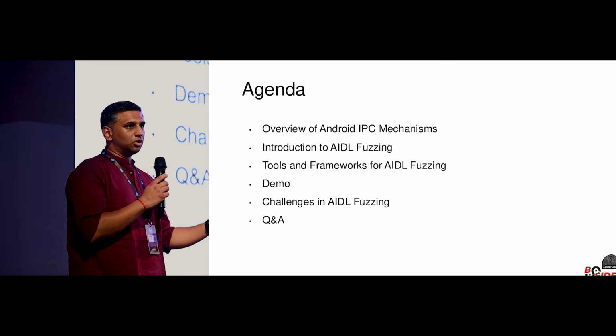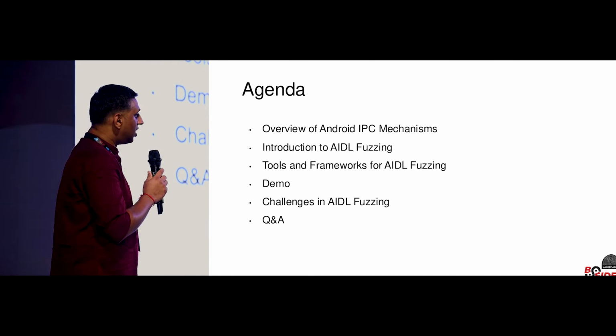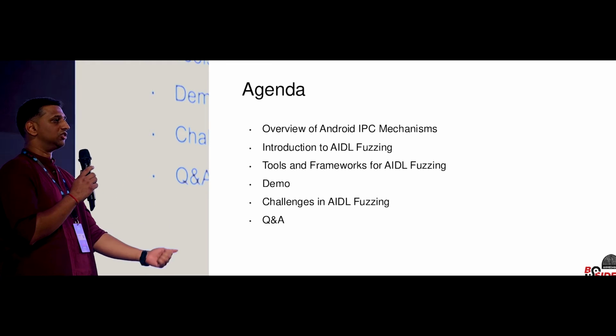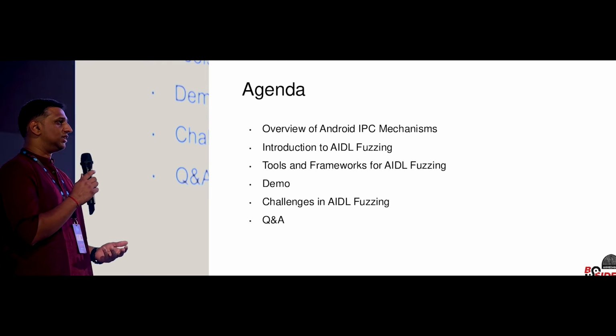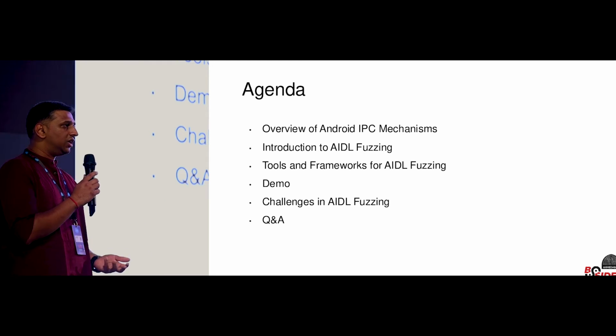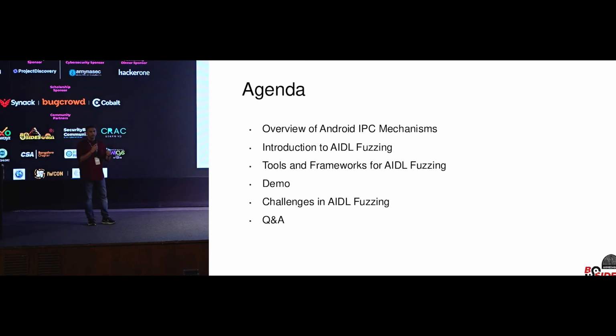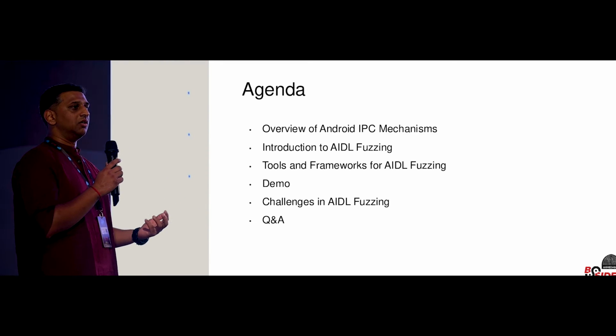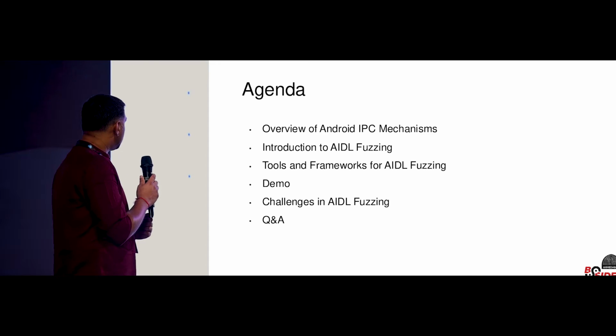So we'll quickly go through the objective of today's session. First is we'll look at what is IPC mechanism, how it is implemented, how it is used, how different applications are utilizing this mechanism in terms of interacting with each other. Then we'll dig deeper into the fuzzing framework, how we have implemented it, what is the existing implementation of AIDL fuzzing, and what we have done to enhance its capabilities and providing us with the issues that we get using it.